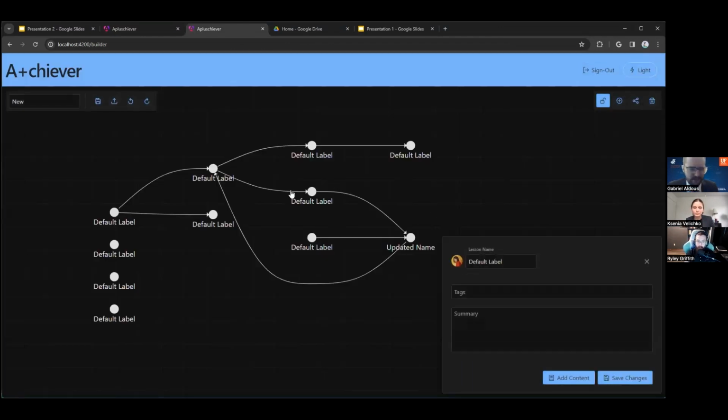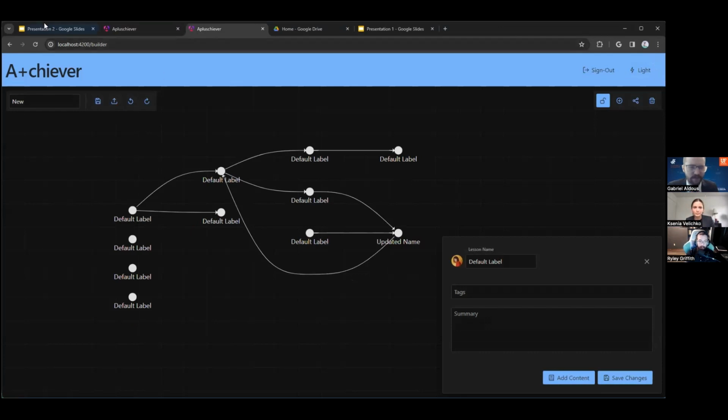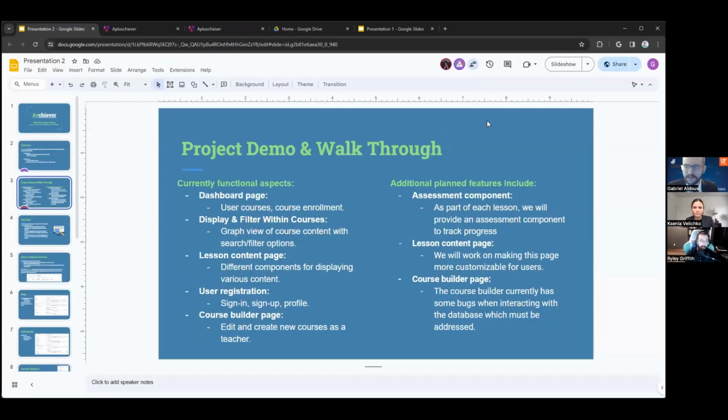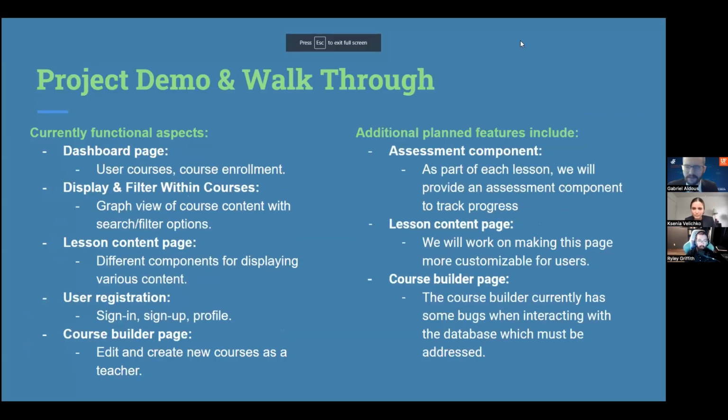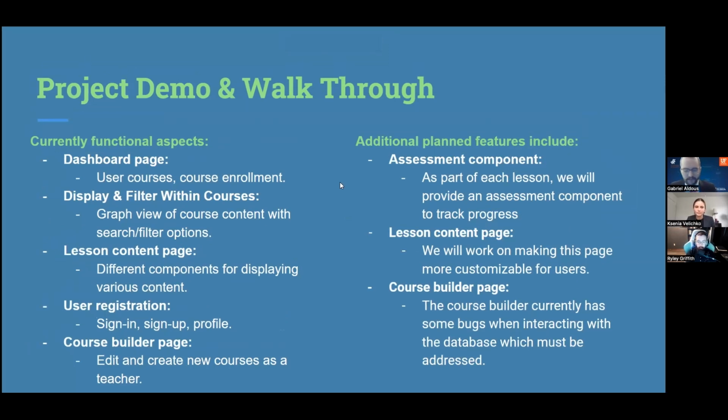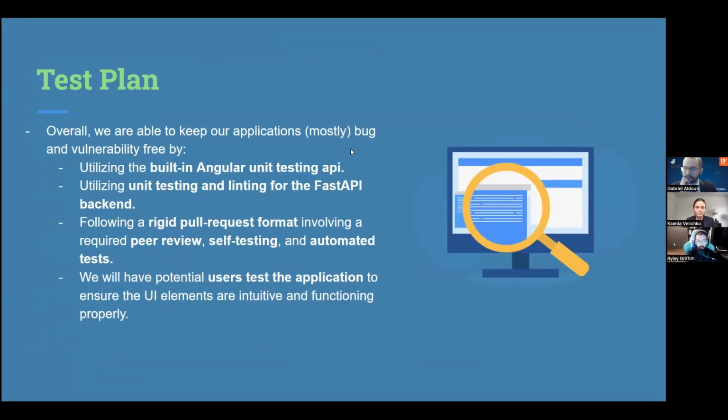And with that, that's the end of our application walkthrough. The additional planned features, as we mentioned, are the assessment component, the lesson content page, and the course builder page, mostly ironing out bugs, implementing the features which haven't been implemented yet, and ensuring everything works smoothly. And the team is focused heavily on testing to ensure an effective development process.